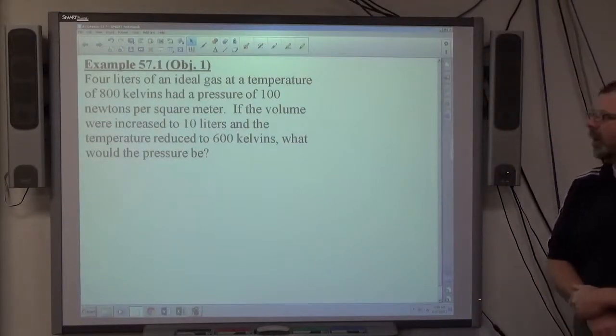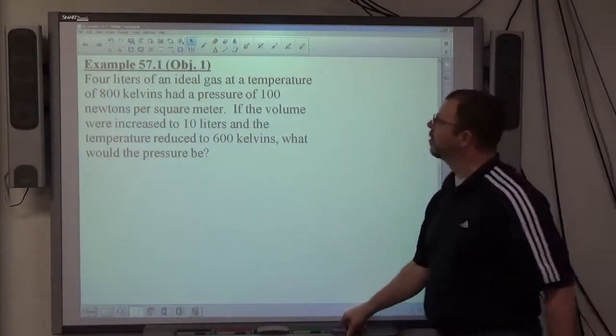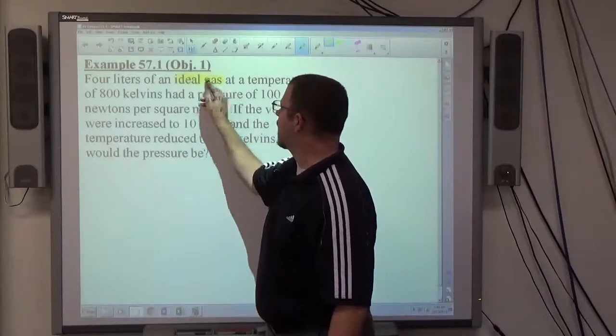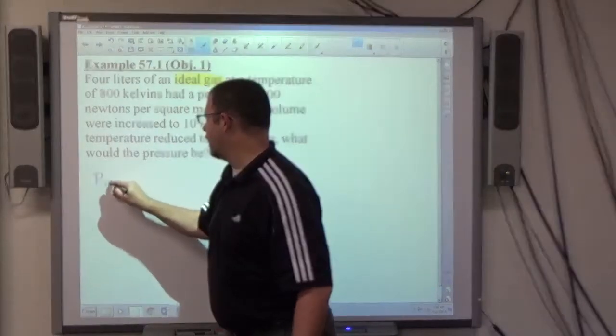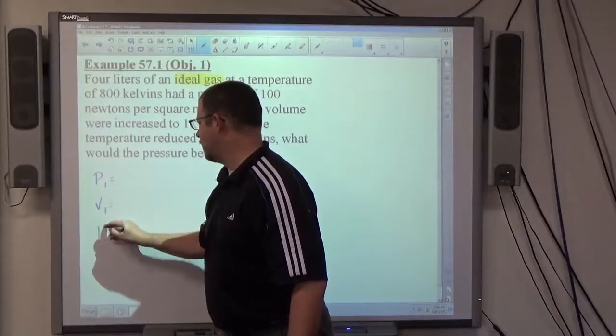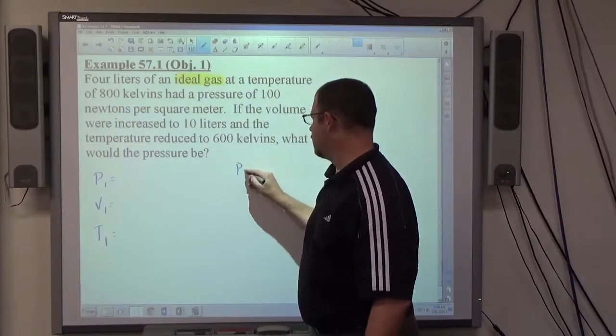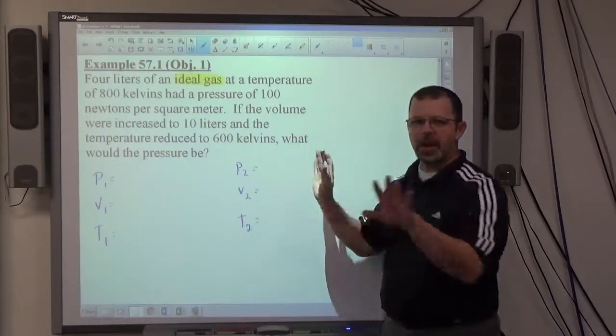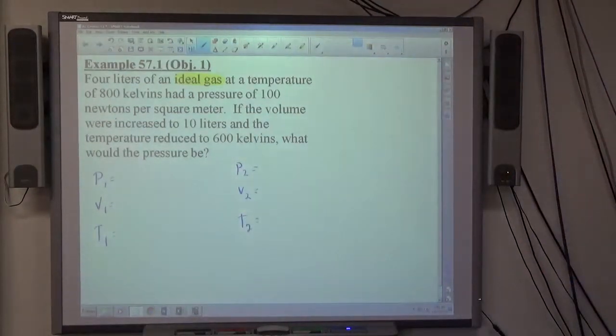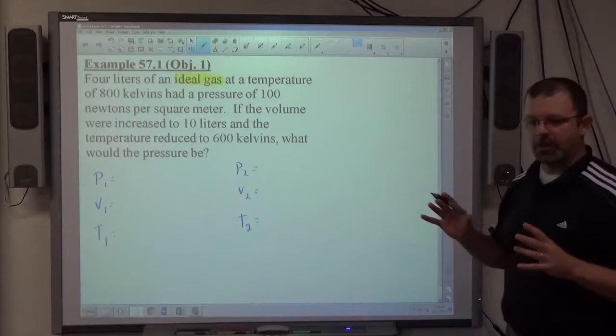Example 1, 4 liters of an ideal gas. So again, I see the words ideal gas, I know it's this kind of problem. Immediately, once I see that, I'm going to put P1 equals, V1 equals, T1 equals, P2 equals, V2 equals, T2 equals. So as soon as I see ideal gas, I'm immediately looking for this information. And what I want to get is all the initial stuff.